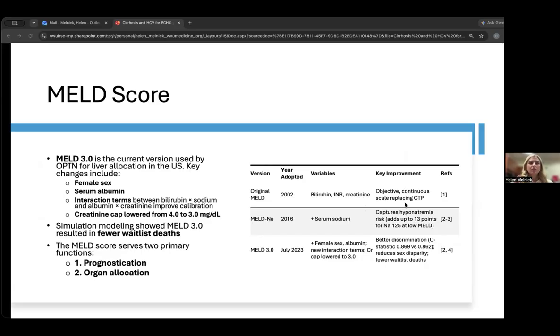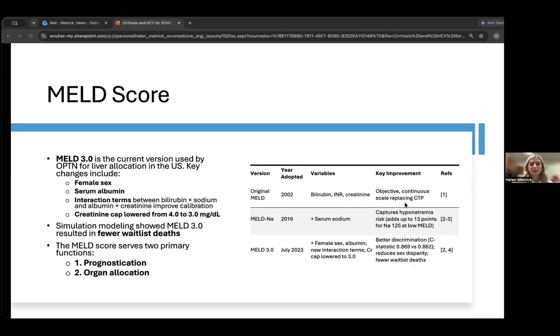So the MELD score serves two main purposes. The first thing is the prognostication. Higher scores correlate with higher 90-day mortality. A MELD of 6 corresponds to roughly 2% mortality, while a MELD of 40 approaches 70%. Patients with MELD less than 12 have a very low short-term mortality risk, even with major surgery.